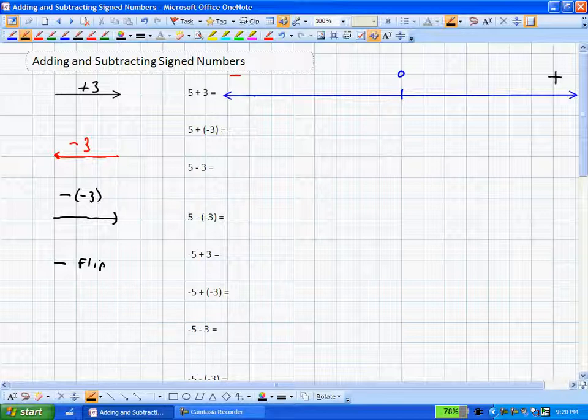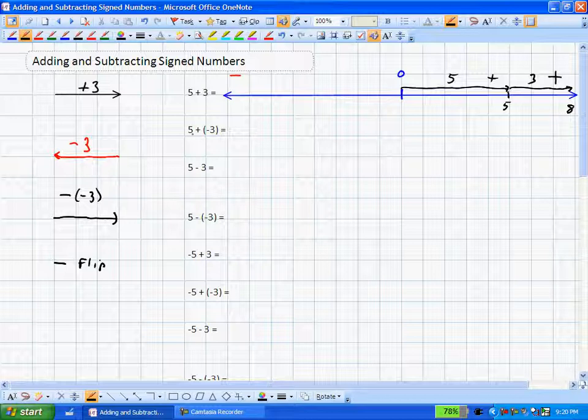So in this case, 5 plus 3, if you were to think about that, you would start at the origin, you'd go 5 units to the right, and you'd end up at 5. And then you would add 3, so you would go 3 more units in the positive direction, and you'd end up at 8. 5 plus 3 is 8.